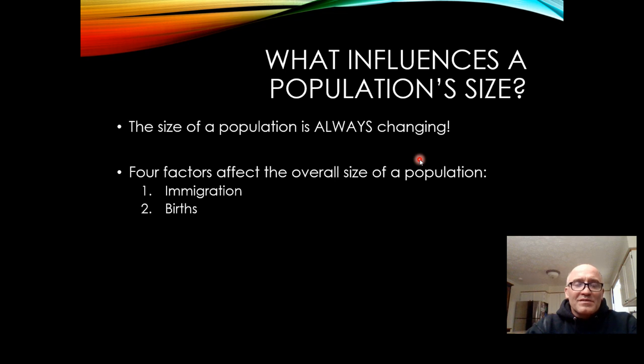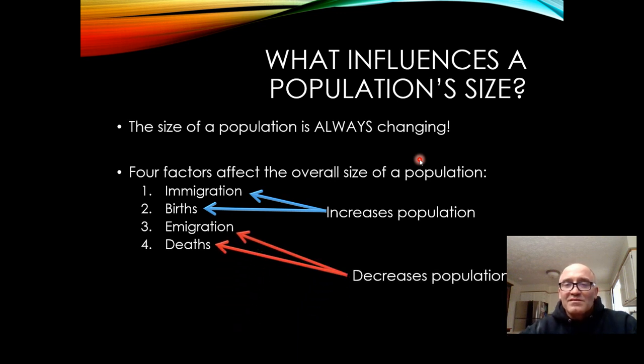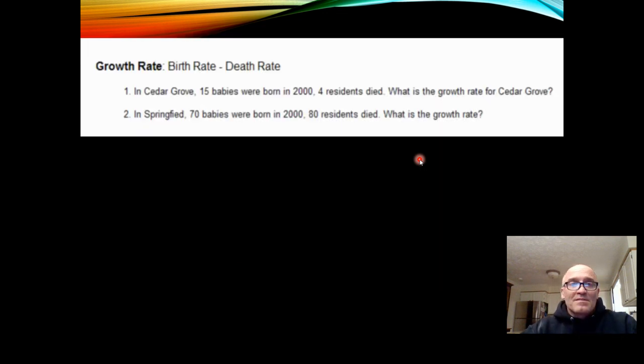Things that affect a population size. Immigration, when things come into a population from another place. Births, obviously, that's going to affect the population size. Emigration, things leaving. And then deaths, obviously, is going to subtract from the population. Those first two increase population size. The last two decrease population size. But those four factors are almost always at work in any population.